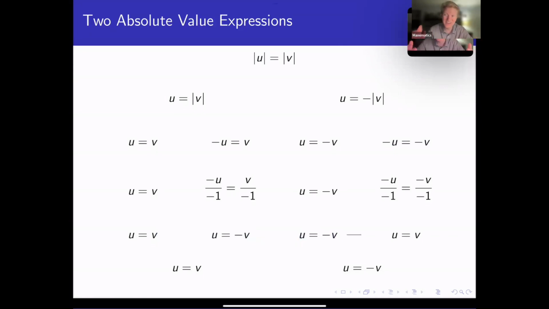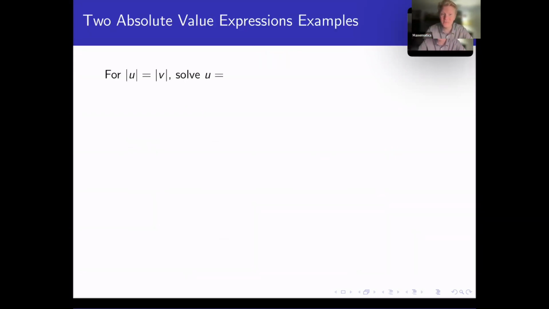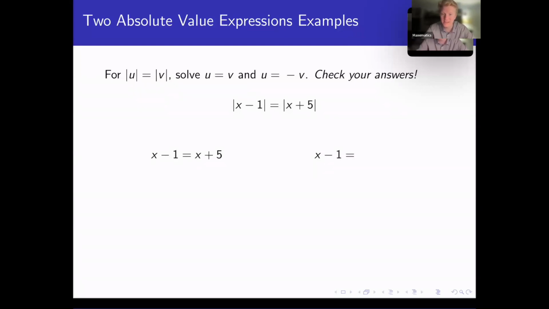So guess what? Just like we've been solving every other equation, even when you have double absolute value, all you're solving is u equals positive v and u equals negative v. And as always, check your answers. Okay, so if we have absolute value of x minus 1 equals absolute value of x plus 5, again, one equation, one side is going to be x minus 1 equals the positive version of the right-hand side, and the other one is going to be x minus 1 equals the negative of the right-hand side.